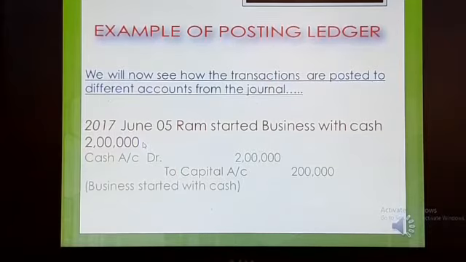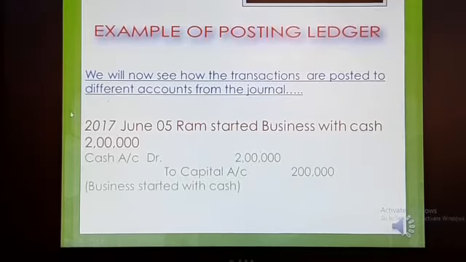Now I will explain this method of recording ledger in the following example. Suppose on 2017 June 5, Ram started business with cash of rupees 2 lakhs. The journal will be cash account debit 2 lakhs, to capital account 2 lakhs. And the narration will be business started with cash.